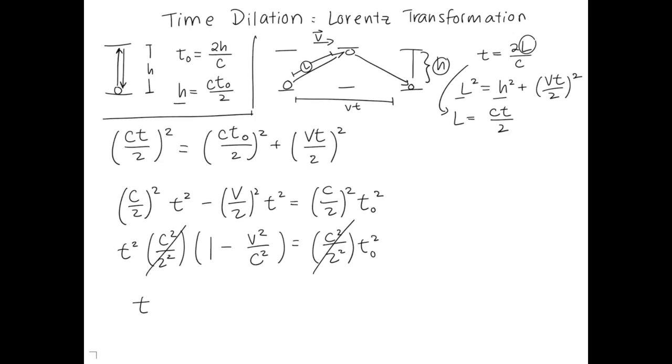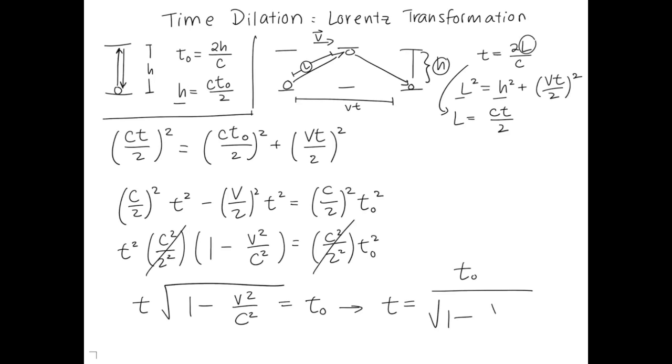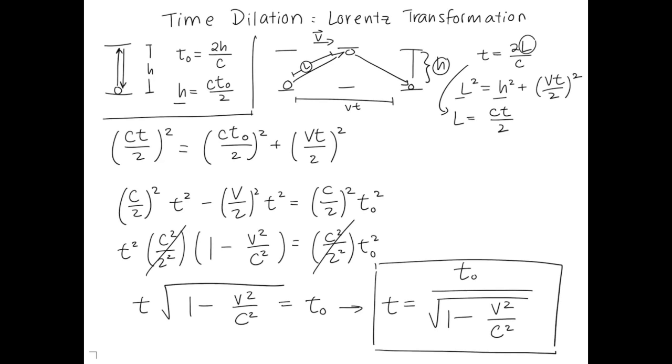we find that t times the square root of 1 minus v squared over c squared is equal to t0, and usually we can write this in terms of t as a function of t0 divided by the square root of 1 minus v squared over c squared. And thus we find this is a relationship between two different reference frames.